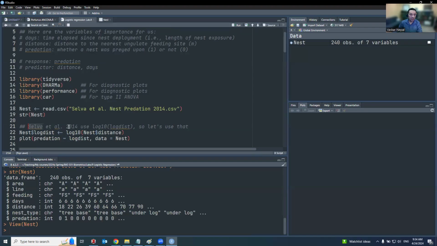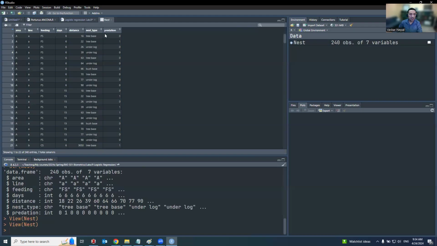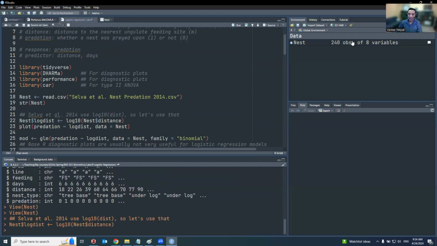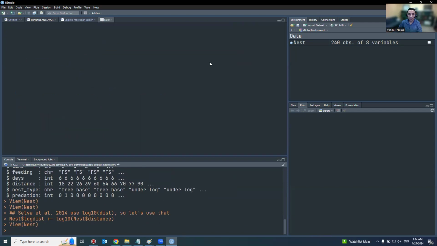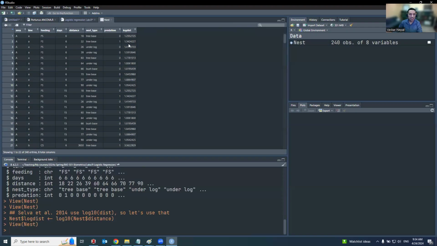Because Selva et al. used log 10 of distance in their analysis, that's what we will do. This should say distance, log 10 of distance. So that's what we will do also. So the first thing we do is log transform the column distance, and we will use log 10, and then we will save that as a new column in your data frame. Okay, so right now your data set does not only have 7 columns. Now you run this, and suddenly you see 8 variables, and you have log dist.